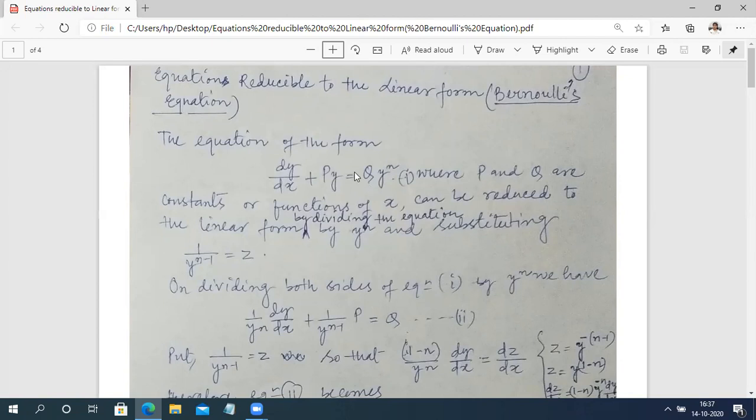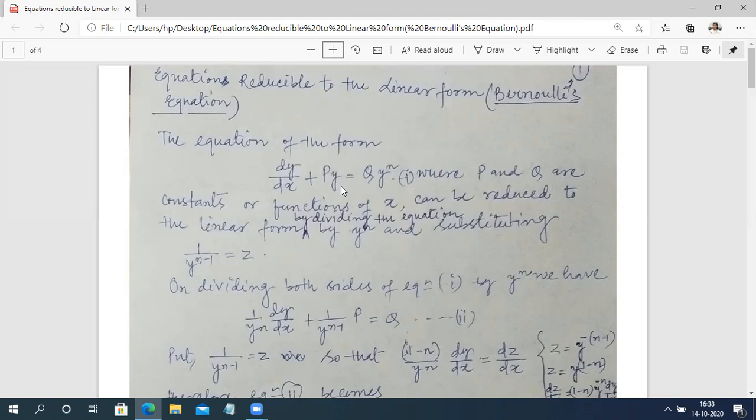Okay, if this is the equation dy/dx + P y = Q y^n, then how can we reduce this nonlinear equation into linear form? We have to divide the whole equation by y^n and then substitute the coefficient of P, which will be in this case 1/y^(n-1), with a new variable z, and then you have to proceed.